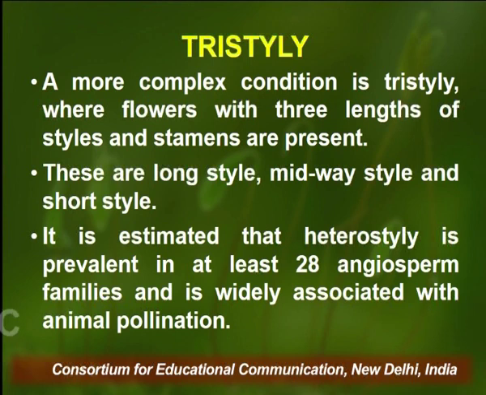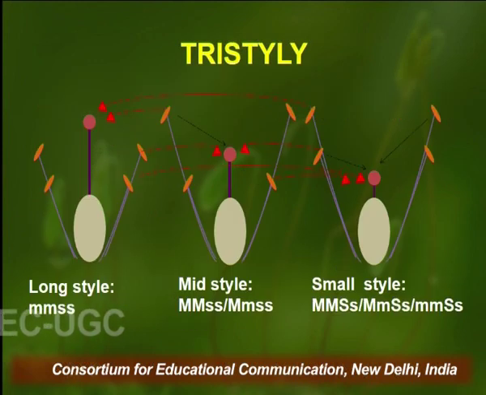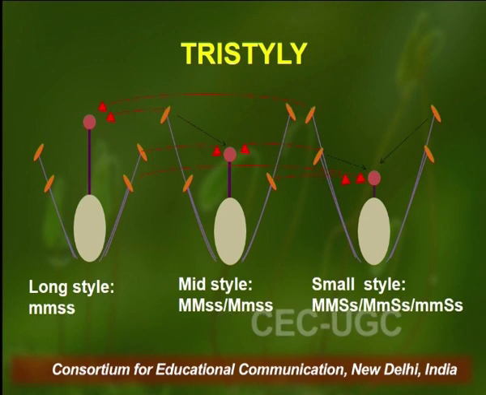Tristyly is a more complex condition where flowers exhibit three different lengths of styles as well as stamens. Now, these are a long style morphology, a midway style morphology and a short style morphology. It is estimated that heterostyly is prevalent in at least 28 angiosperm families and it is widely associated with animal pollination.